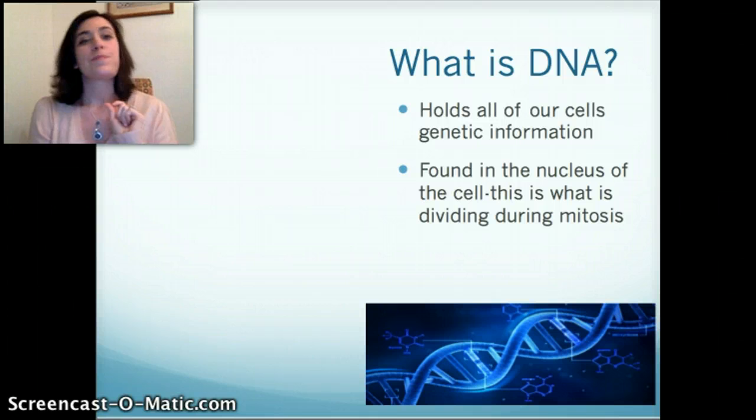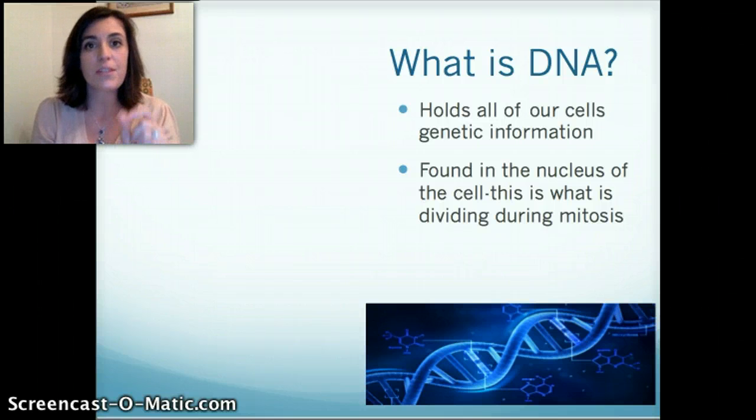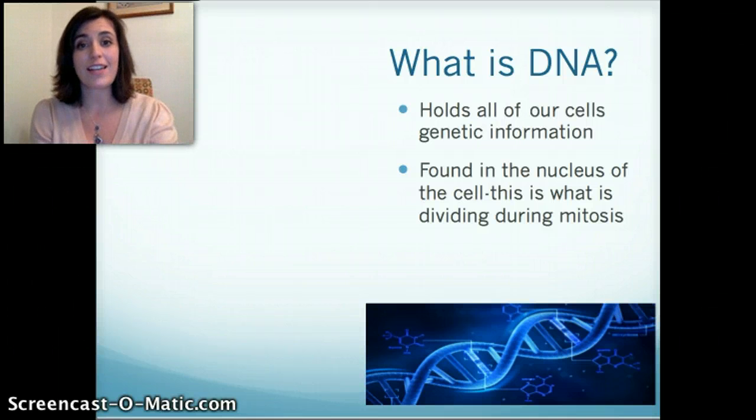Okay, so DNA, where is it found? It's going to be found in the nucleus of your cell. And remember, the nucleus is what's going to be divided during mitosis. We will divide the cytoplasm later in cytokinesis. But right now, we're going to focus on the nucleus and DNA because that's what's divided during mitosis.